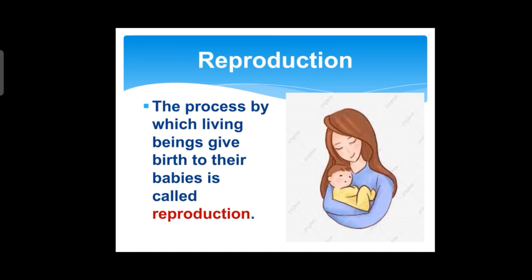Reproduction. It is the life process in which the living being, that is, animals, humans, plants, and microorganisms, give birth to their babies is called reproduction. The meaning of microorganism is the organism which we are not able to see with our naked eyes.